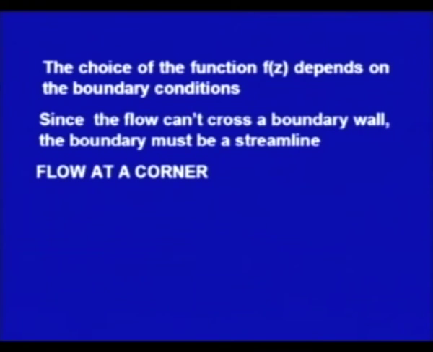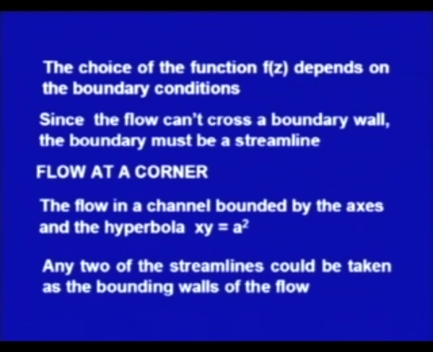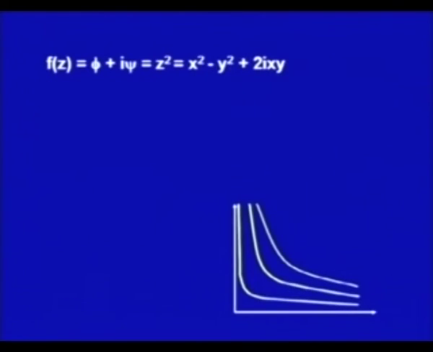So, if we consider flow at a corner, then the flow in a channel bounded by the axis and the hyperbola xy equal to a square. Any two of the streamlines could be taken as the boundary walls of the flow, and then f(z) equal to phi plus i psi is equal to x square minus y square plus twice i xy, and this function is nothing but z square. So, what I have done is, here I have a corner which is given by the coordinate axis, and this is the boundary.